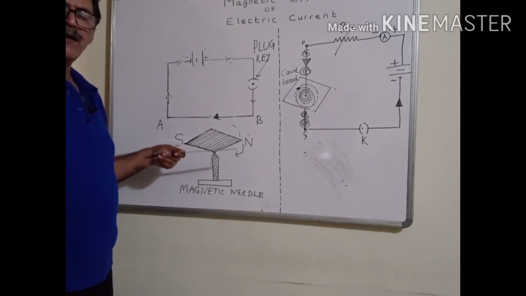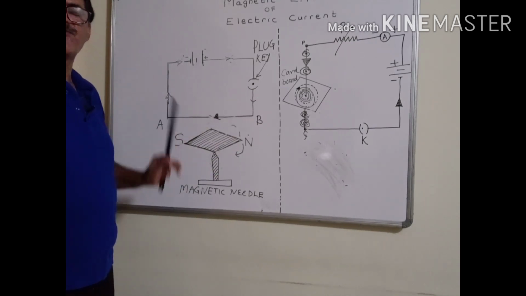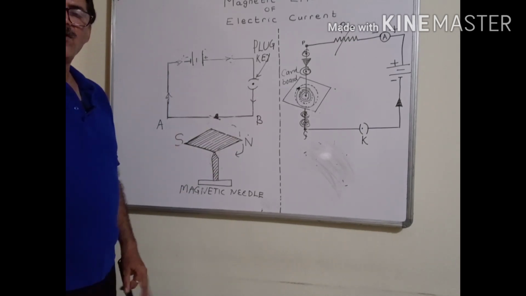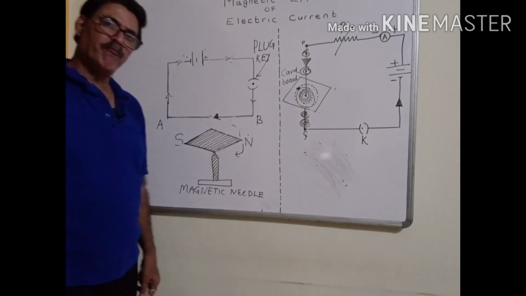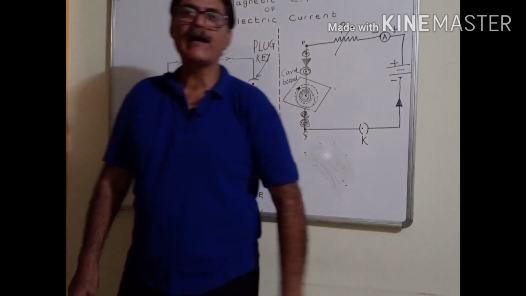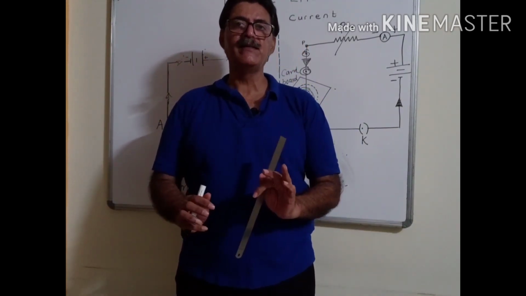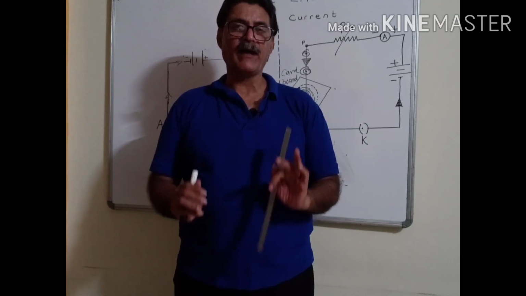That means the strength of the magnetic field is inversely proportional to the distance from the conductor, right? So these are some of the important points, students, which you have gathered today. Then there is some other important thing. Today the last point is the right hand thumb rule.